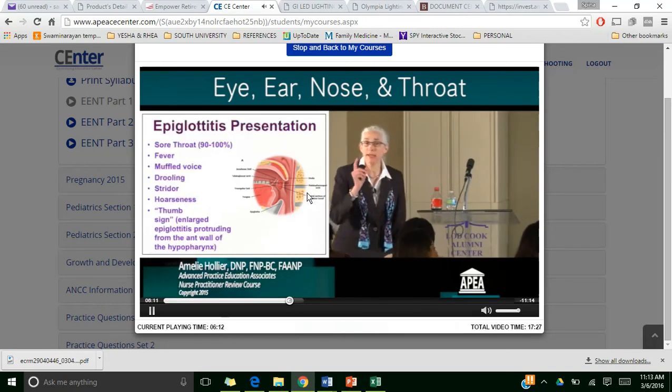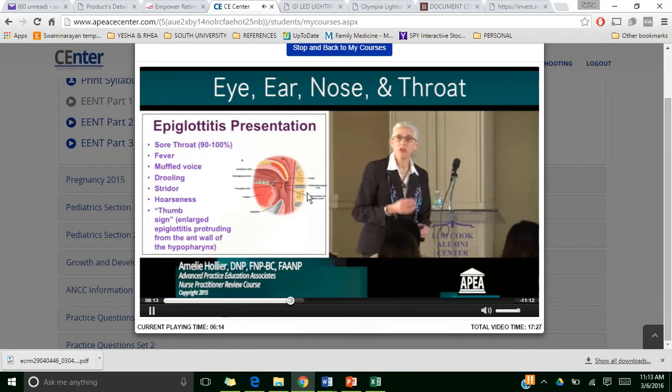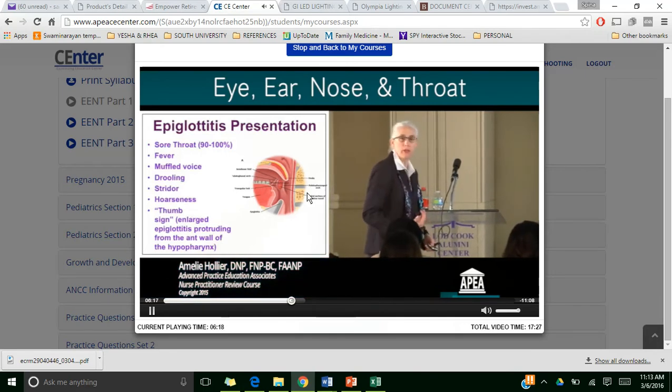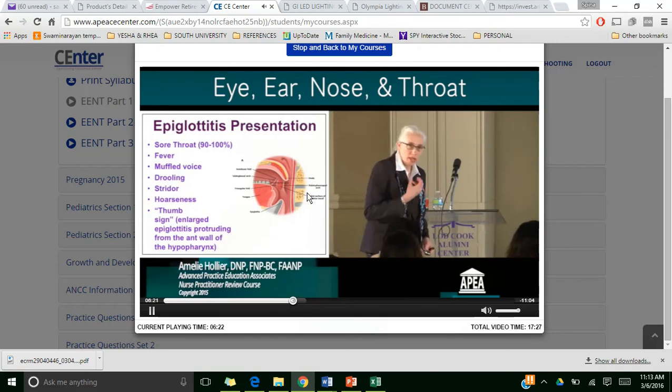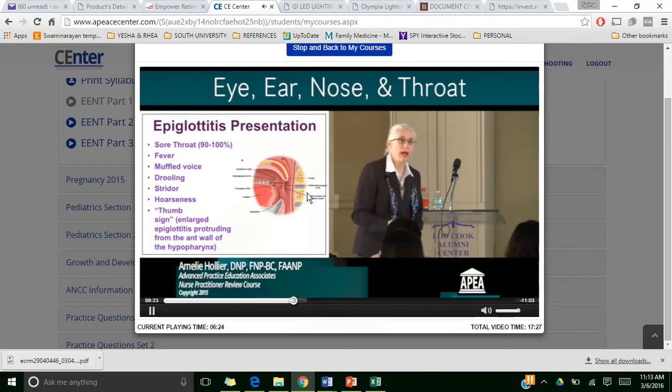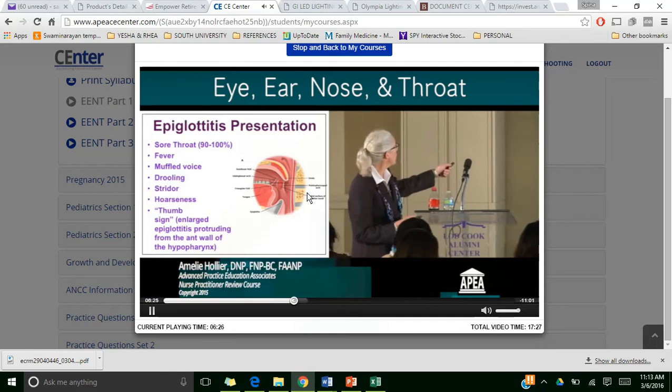epiglottitis. All right? What it represents is an enlarged epiglottis that protrudes from the anterior wall of the hypopharynx and just is called the thumb sign. And if you see that, it is always a patient with epiglottitis. Get them out. What about mono?